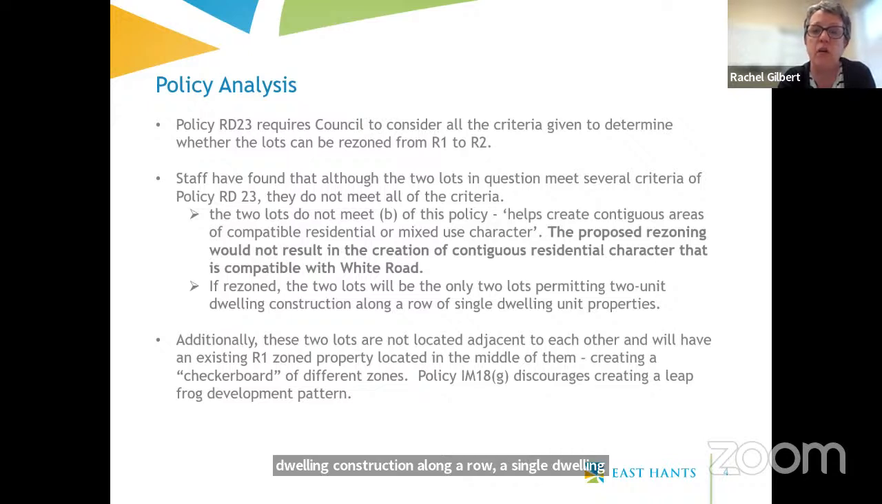Additionally, these two lots are not located adjacent to each other and will have an existing R1 zone property in the middle. Policy IM 18G discourages creating leapfrog development pattern.